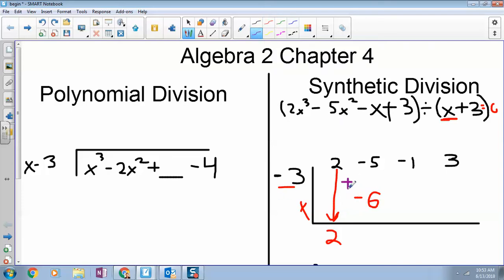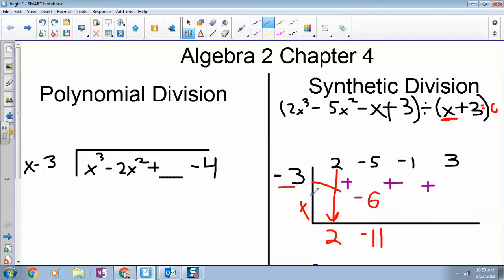So we're always going to be adding here. I'm just going to put my pluses in early. Okay, so now we're going to multiply. So negative 3 times 2 is negative 6, right? Then we're going to add it. So negative 5 plus negative 6 is negative 11.